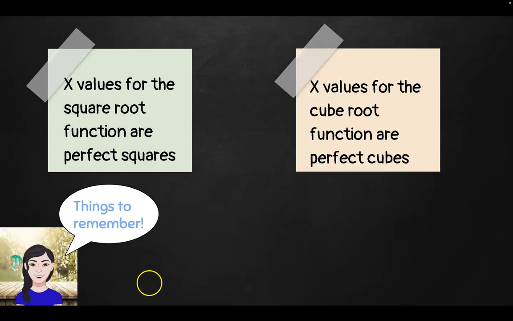Now here are some things for you to remember. The x values for the square root function are going to be perfect squares, and the x values for the cube root function are going to be perfect cubes. So when you make your table for the original parent function, it's a good idea to have the first couple of perfect cubes and perfect squares memorized.